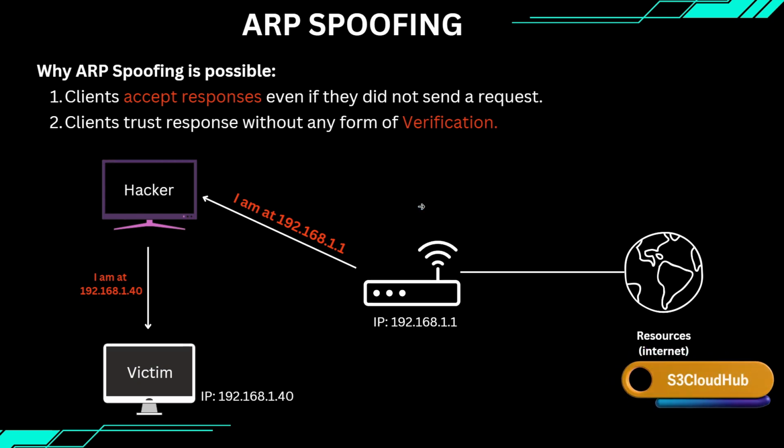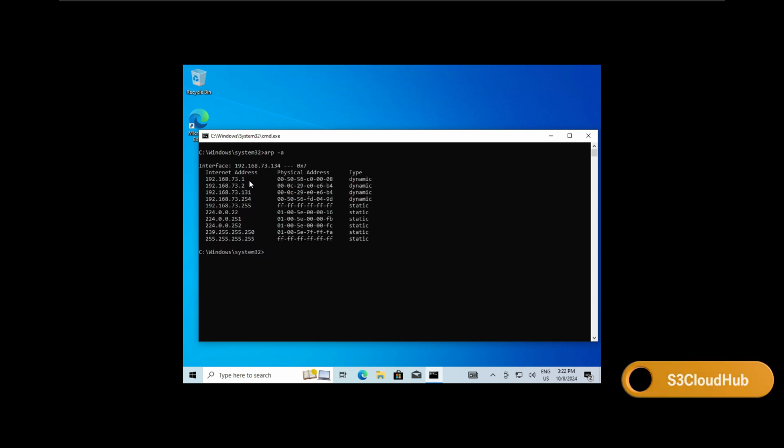First off, let's take a look at the ARP table on a Windows device. Every device maintains an ARP table, which maps IP addresses to MAC addresses. This is how devices identify each other on a network. Let me run a command to display the ARP table using arp -a. Here you can see the IP address of our router, 192.168.73.2, and it's linked to this MAC address, and this is the MAC address of the router.